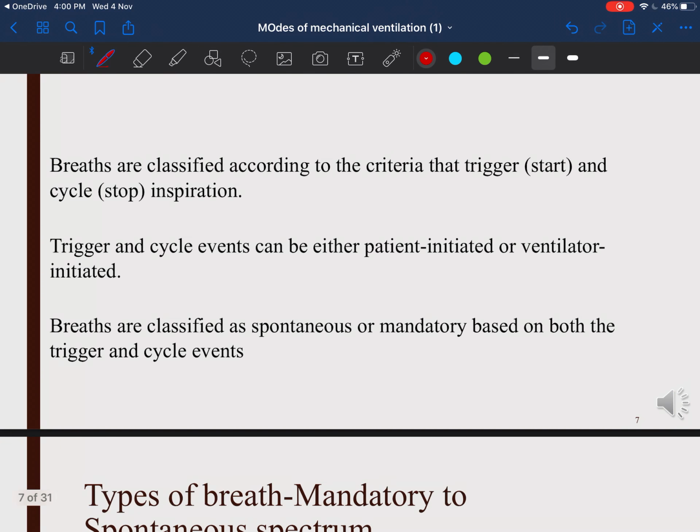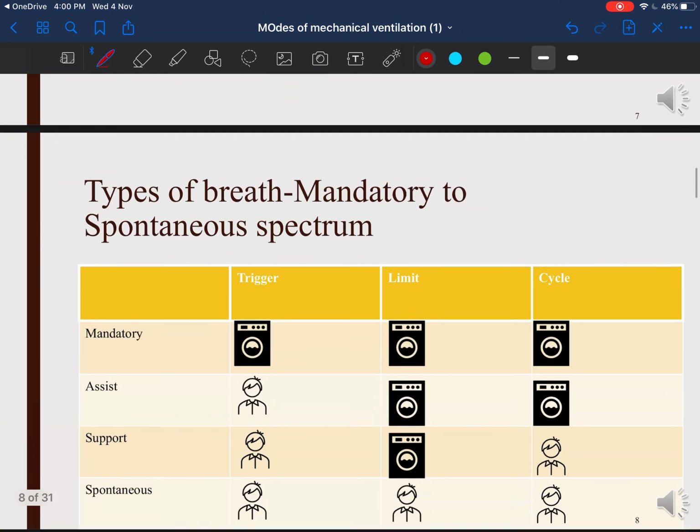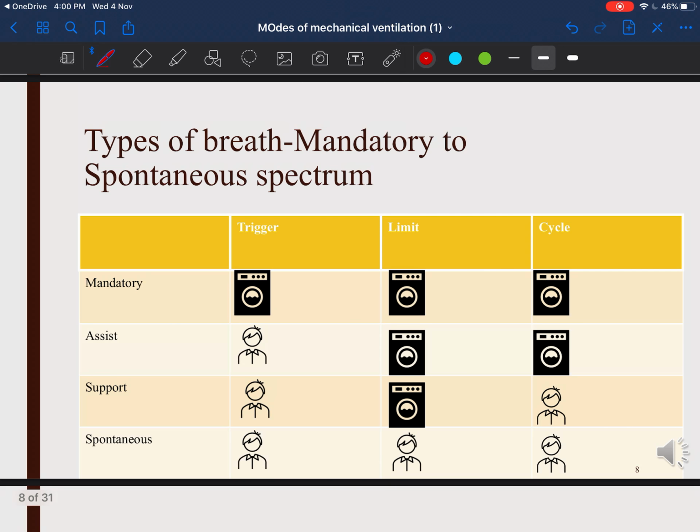So essentially breaths are classified according to what starts and what stops inspiration. This starting and stopping can be done by either the patient or the ventilator, and depending upon this you classify them as spontaneous or mandatory. So this is the table where we will be discussing the spectrum of support given by the ventilator to the patient during a breath. This washing machine looking thing, assume this as the ventilator. I could not find a short, beautiful looking ventilator icon.